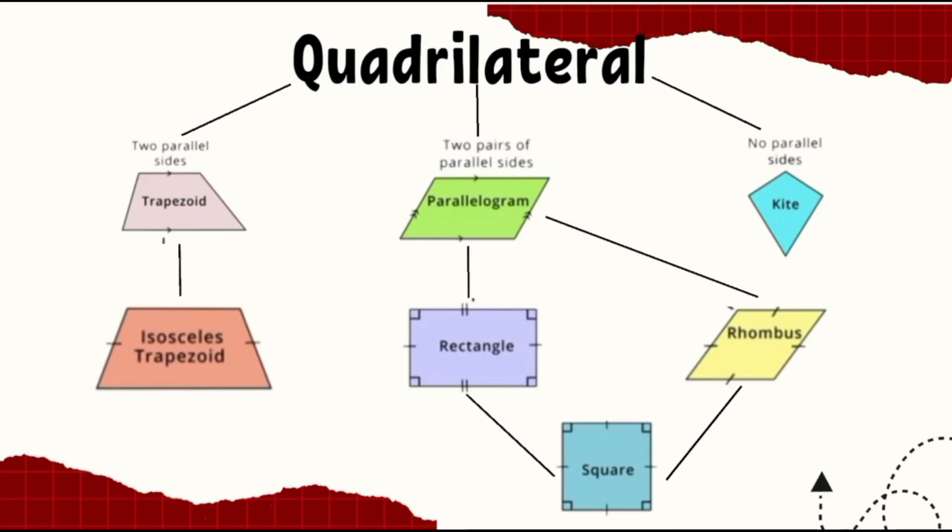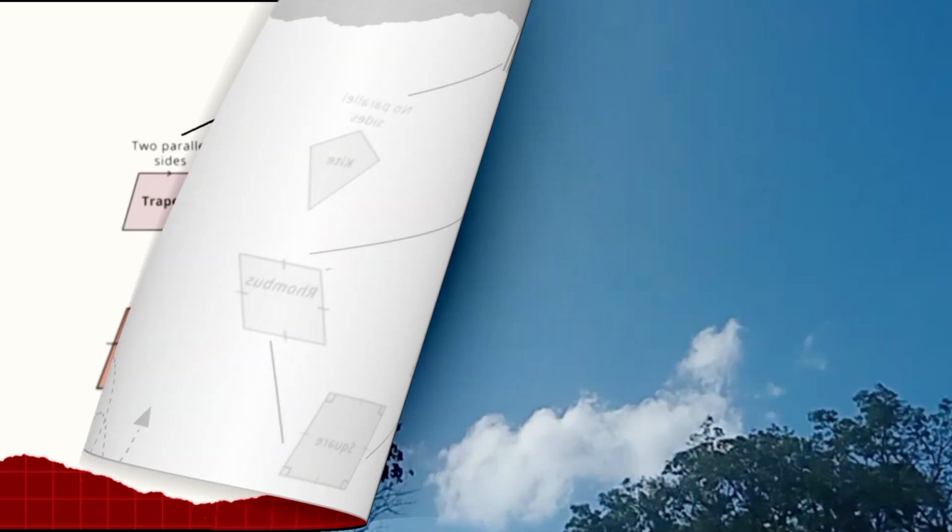So here we have the family tree of the quadrilateral. As you can see in the picture, it is classified into three according to their parallel lines. The first one is the two parallel sides. Kabilang dito ang trapezoid at isosceles trapezoid. The second one, or in the middle, is we have the two pairs of parallel sides. Kabilang naman dito ang parallelogram, rectangle, rhombus, at square. Lastly is we have the no parallel sides, where kabilang lang ito ay kite.